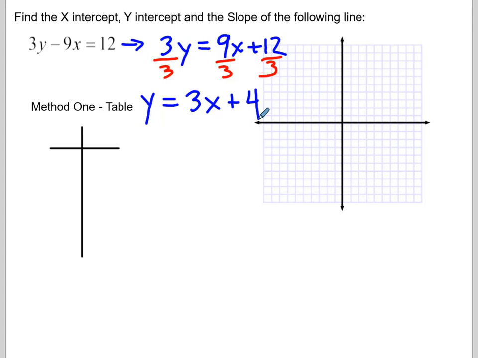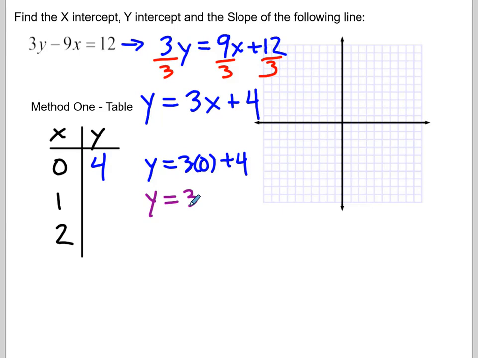Now if I wanted to do a quick table of values, again, you choose the values. I'm going to choose 0, 1, and 2. If I punch in those numbers, I would have y equals 3 times 0 plus 4. That would be a 4. Y equals 3 times 1 plus 4. That would be a 7. And lastly, y equals 3 times 2 plus 4. That would be a 9.